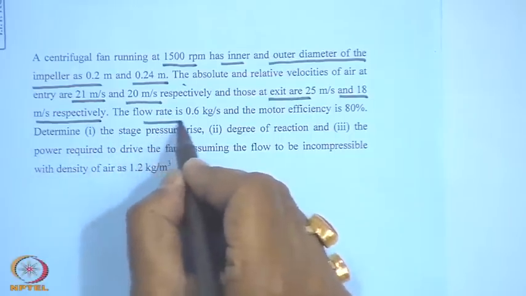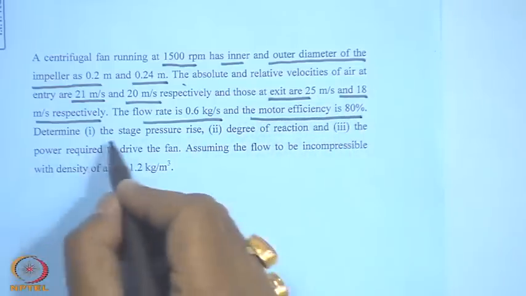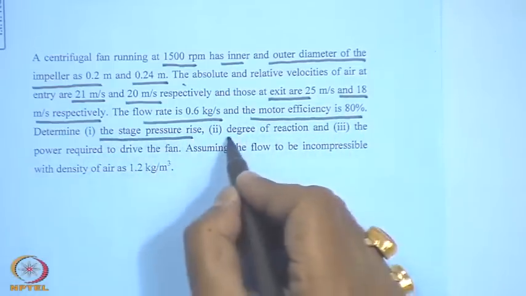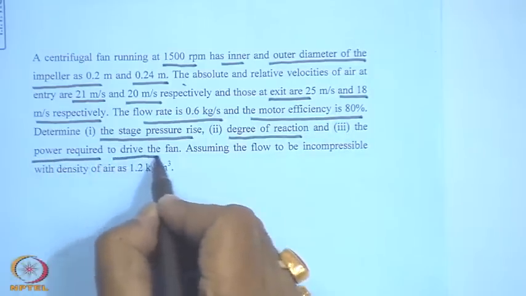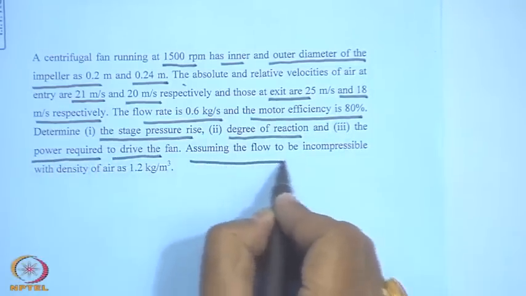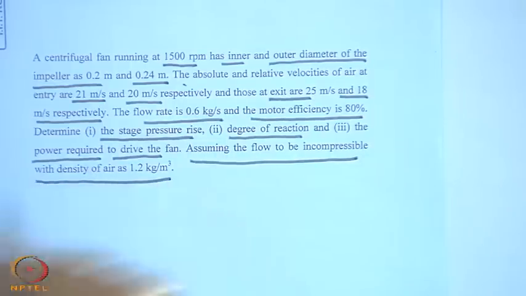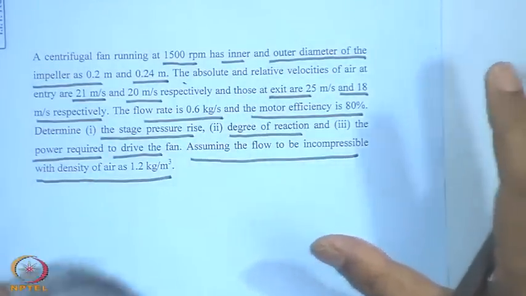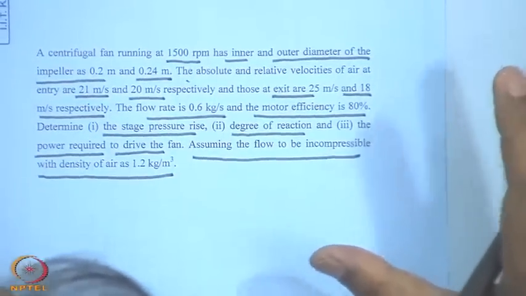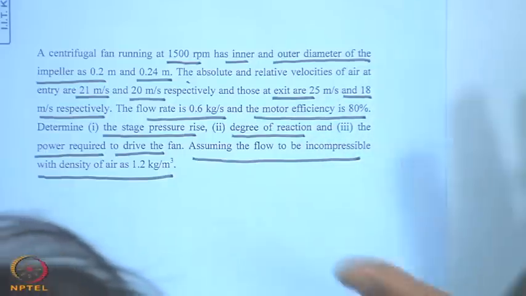The flow rate is 0.6 kg per second. The motor efficiency is 80%. Determine the stage pressure rise, degree of reaction and the power required to drive the fan, assuming the flow to be incompressible with density of air as 1.2 kg per meter cubed. Now this particular problem, I tell you, will make your total understanding of the fan or blower clear. So let us first see what this problem tells.